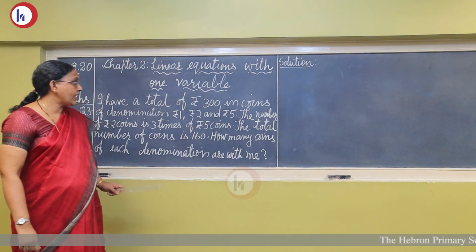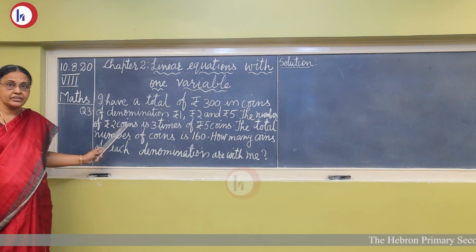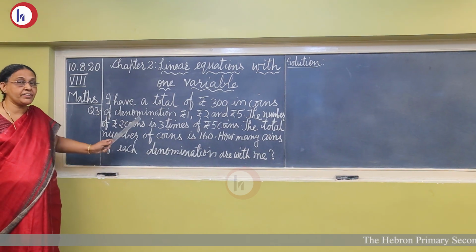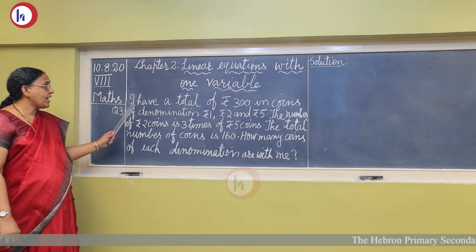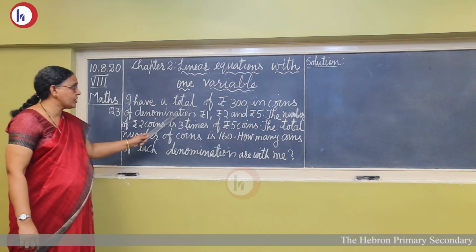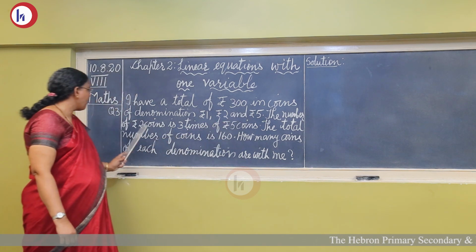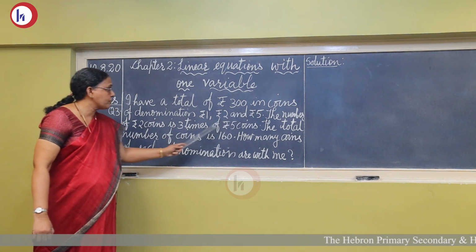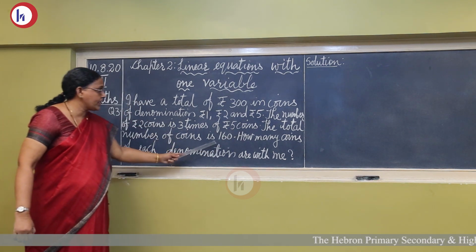Okay students, now let us see question number 3. How can we solve it? I said that the practical sums are very useful in our daily life by solving the equations. Now, I have a total of rupees 300 in coins of denomination rupees 1, rupees 2 and rupees 5. The number of 2 rupee coins is 3 times the number of 5 rupee coins. The total number of coins is 160.